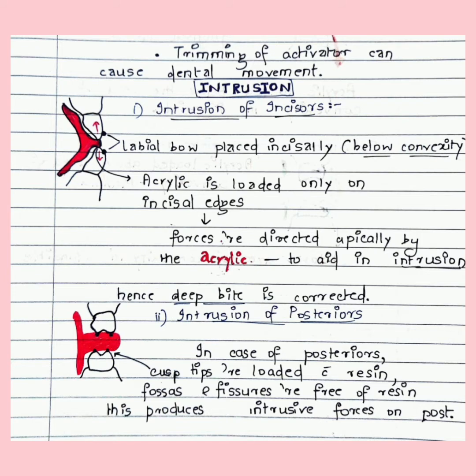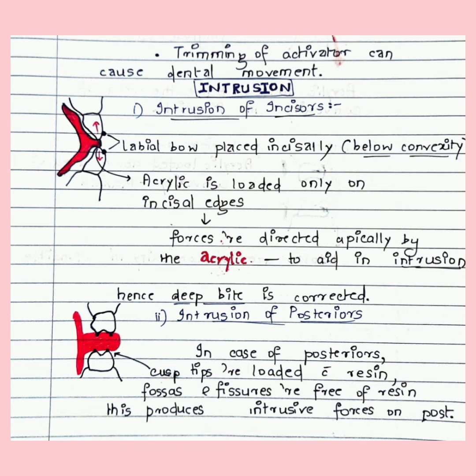Now, trimming of the activator for intrusion of incisors. We did intrusion of incisors in deep bite cases. So what we're going to do is place the labial bow incisally, that is, below the convexity in the maxilla. Then you can see the acrylic is loaded between the incisal edges of the upper and lower anteriors. Because of this acrylic loaded on the incisal edges, the forces will be directed apically by the acrylic, so there will be intrusion. Hence, the deep bite will be corrected.